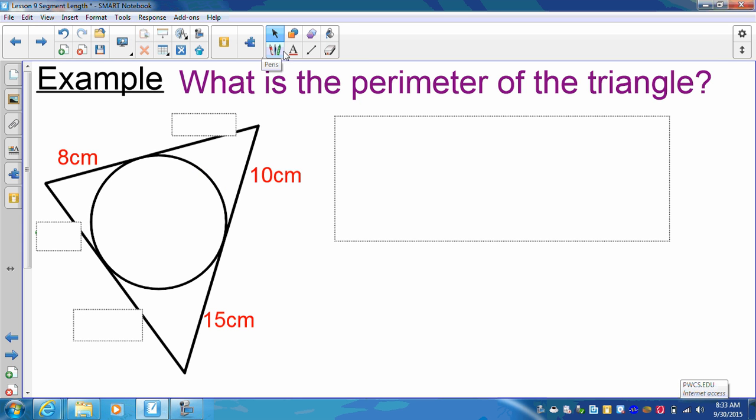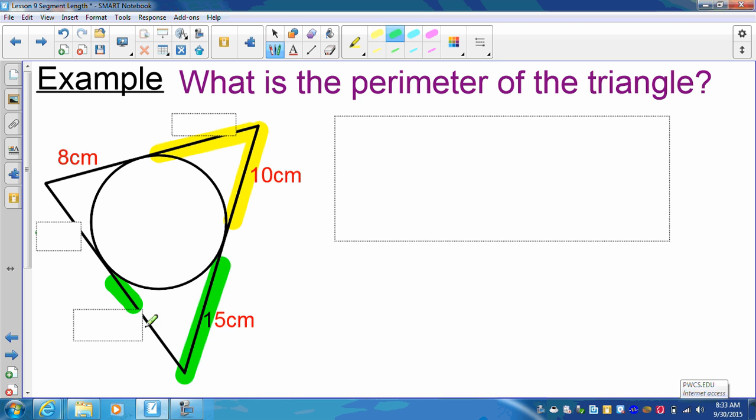So the way you might see a problem like that presented is like this. We have a circle inside of a triangle, and we're given a few lengths. So these are all tangent segments. They all touch the circle at just one point. So we know that some things here are going to be equal. So this piece that's 10 centimeters is going to be the same as this piece. This piece that's 15 centimeters is going to be the same as this piece. They're two tangents intersecting. And then this piece right here that's 8 will be the same as this one.